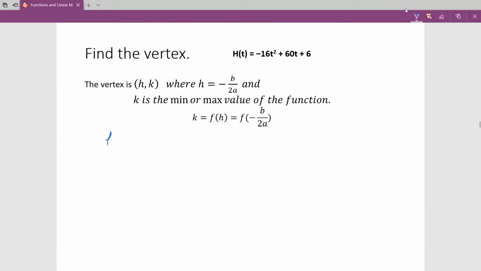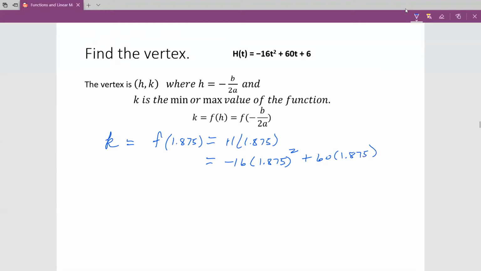So k, which is the h or y value of the vertex, is going to be F at 1.875, which is really h at 1.875, which is equal to minus 16 times 1.875 squared plus 60 times 1.875 plus 6, which is equal to 62.25. So the vertex is 1.875 and 62.25.